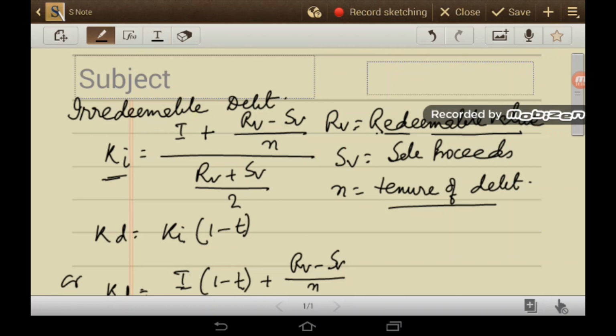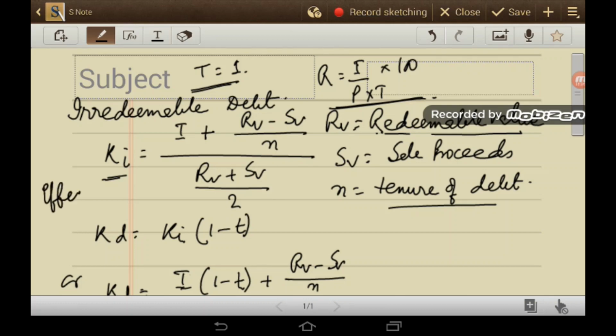So the same formula which is used earlier, R is equal to I by P into T into 100, is again used. T is removed because T is equal to 1, and in the numerator you have the interest and in the denominator you have the principal. So that is the reason we call this the effective rate. It is not the nominal rate.